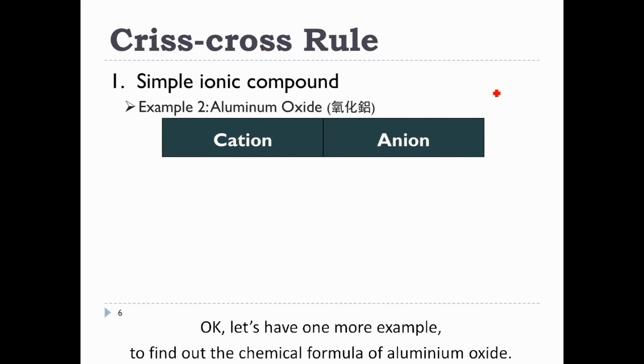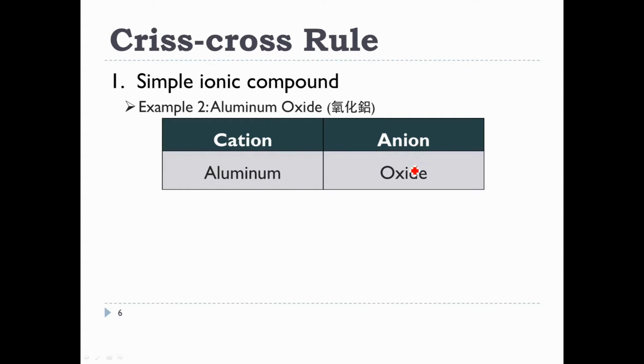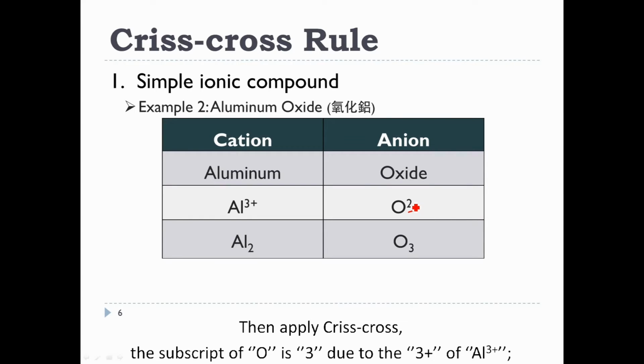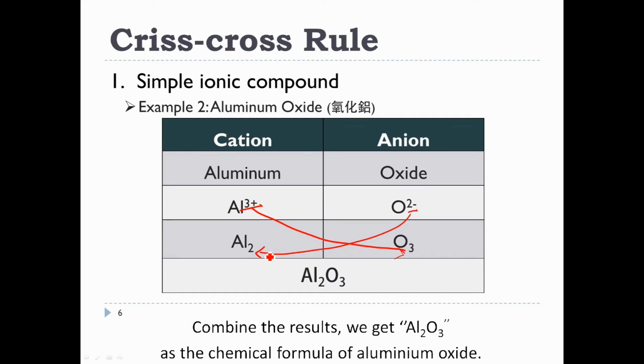Okay, let us have one more example, to find out the chemical formula of aluminium oxide. Obviously, the cation is the aluminium ion and the anion is the oxide ion. The aluminium ion carries 3 positive charges, and the oxide ion carries 2 negative charges. Then apply criss-cross. The subscript of O is 3 due to the 3+ of Al3+, while that of Al is 2 due to the 2- of O2-. Combine the results, we get Al2O3 as the chemical formula of aluminium oxide.